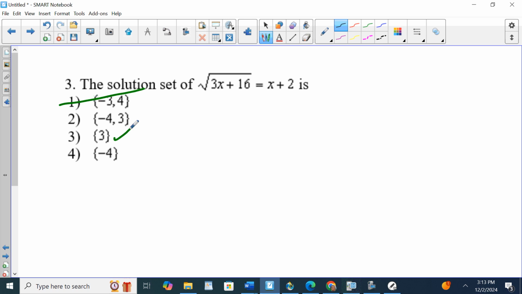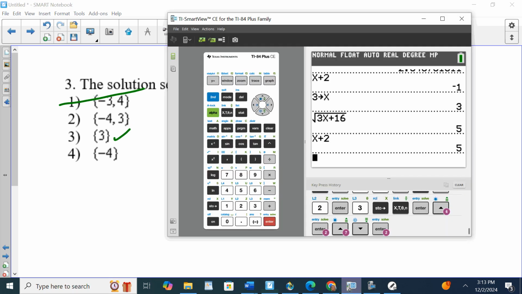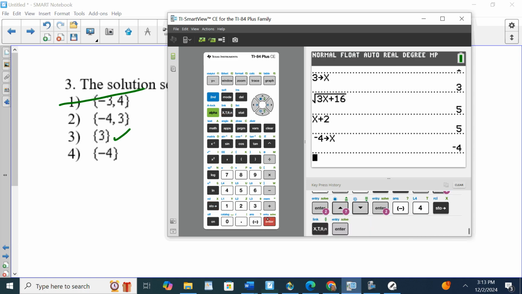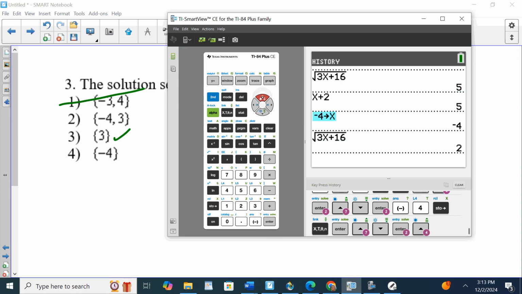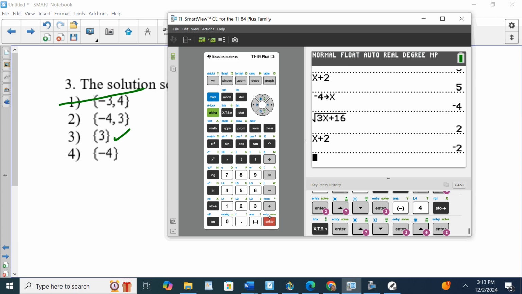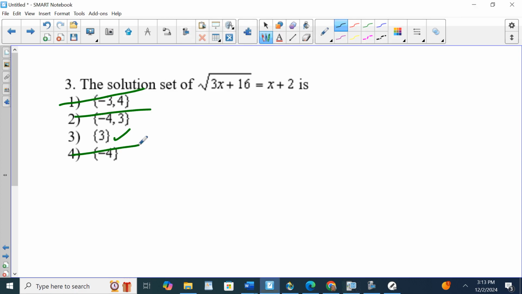Choice 2 is saying that 3 and negative 4 are the answers. So now I'm going to store negative 4. I'm going to type in the left-hand side. I'm actually just going to copy and paste it. I'm going to type in the right-hand side. Do they match? No. So negative 4 is out. My answer is choice 3.